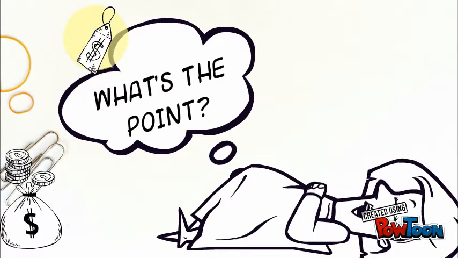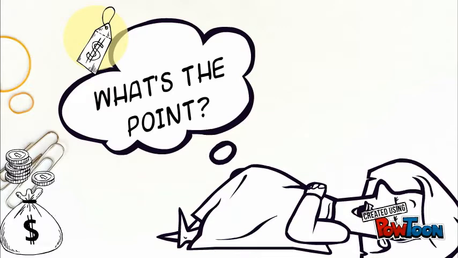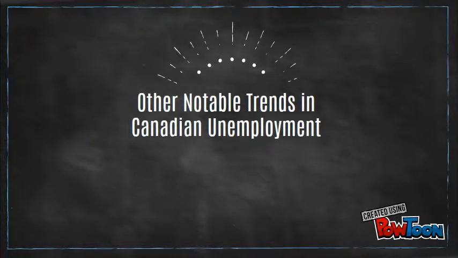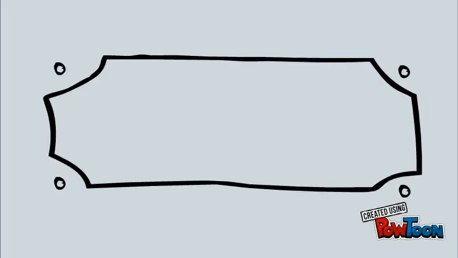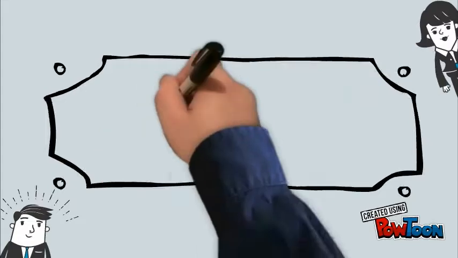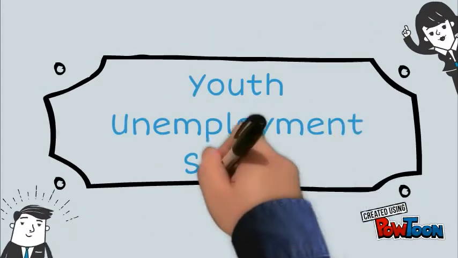The result of this was young people being forced into dead-end jobs, which essentially led to employment instability and an increase in unemployment levels. We will now be talking about other notable trends in Canadian unemployment. The first trend we will talk about is youth unemployment spikes during Canadian recessions.